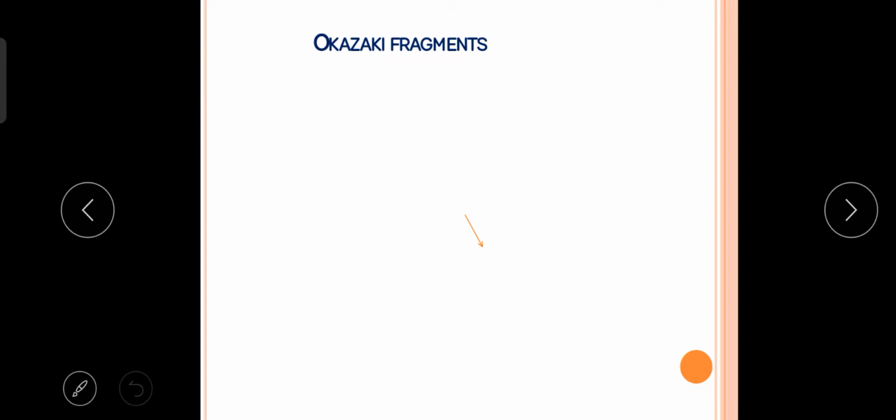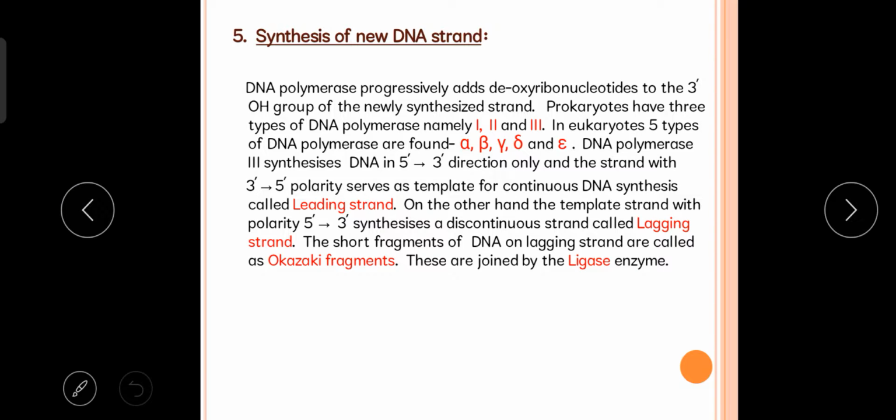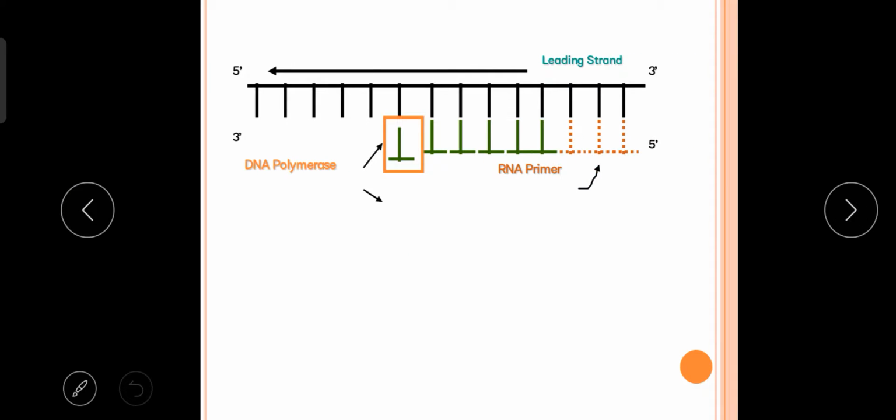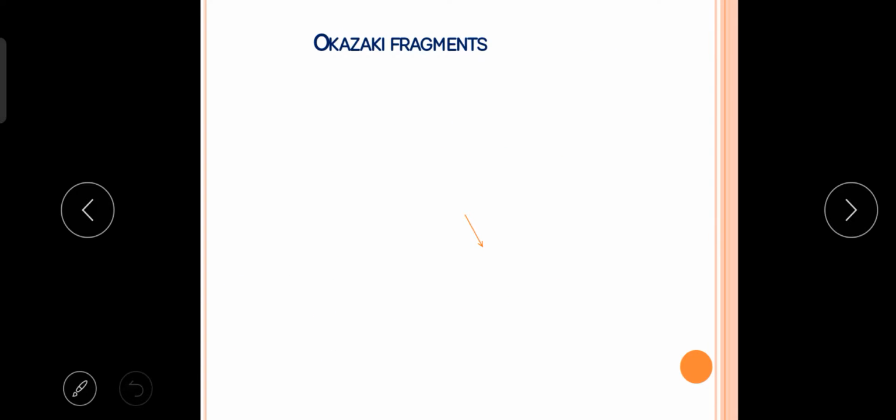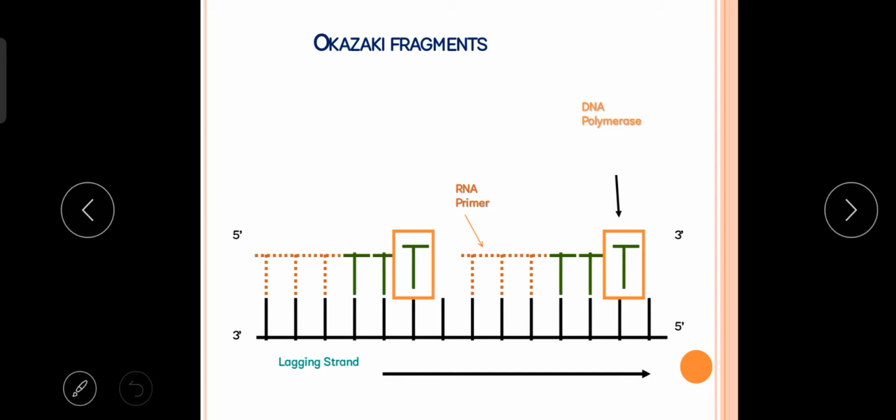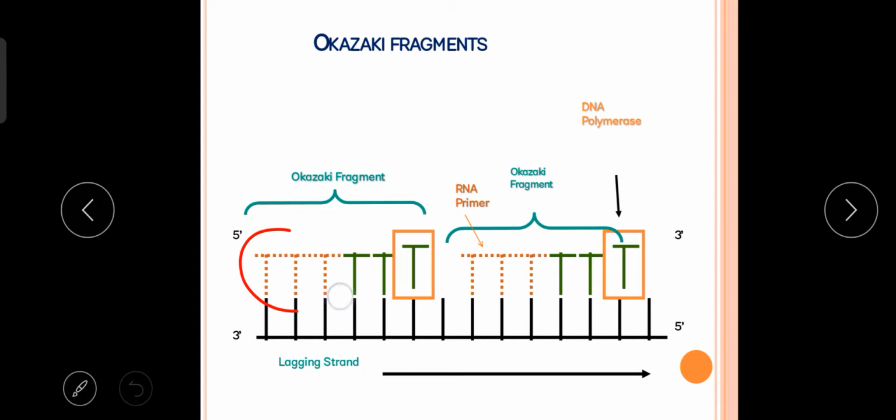Here see in this diagram. In the lagging strand, these are called the Okazaki fragments. Yes, these are Okazaki fragments. All the Okazaki fragments contain this primer. These are called primer, yes, RNA primer. So when the new Okazaki fragment is forming, then the old RNA primer present in the old Okazaki fragments is removed by the DNA polymerase 1.